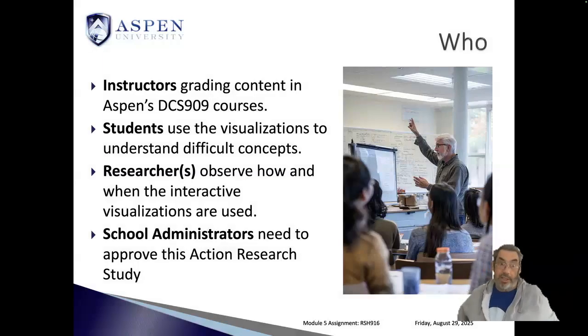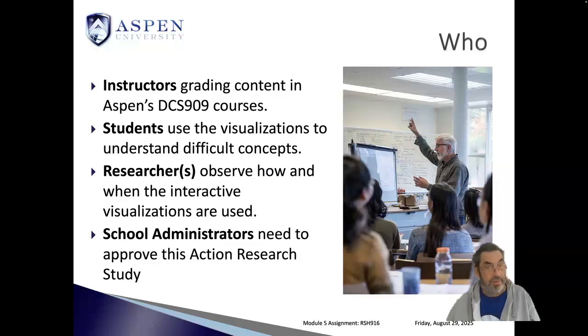Who's involved? Well, the instructors are certainly involved because they're grading the content of the course. Students are involved because they are actually using the visualizations to understand difficult concepts. The researcher is involved because they are going to observe how and when the interactive visualizations are used and help evaluate the effectiveness of that visualization. School administrators need to be involved because this is an action research study involving students, and there may need to be some changes made to the course content that's delivered on the system.